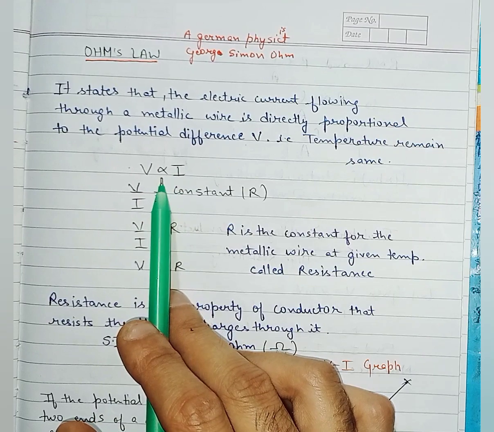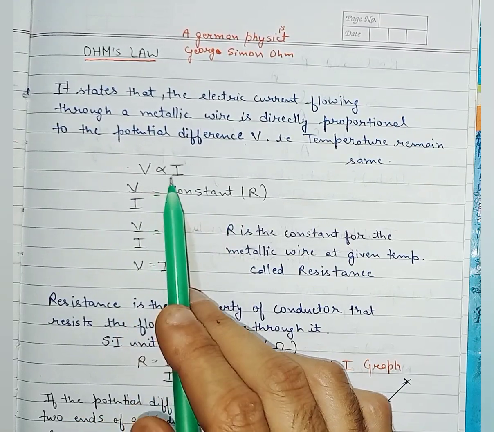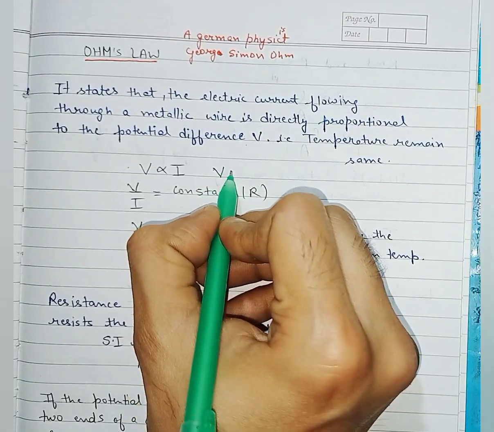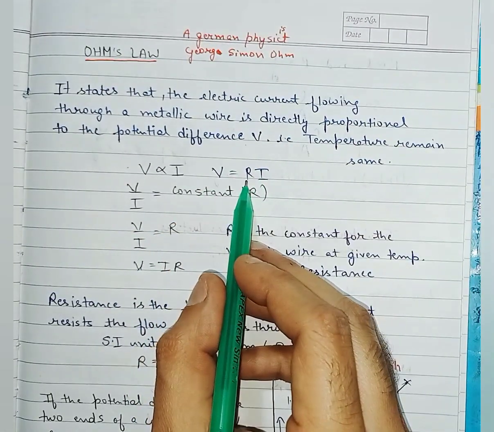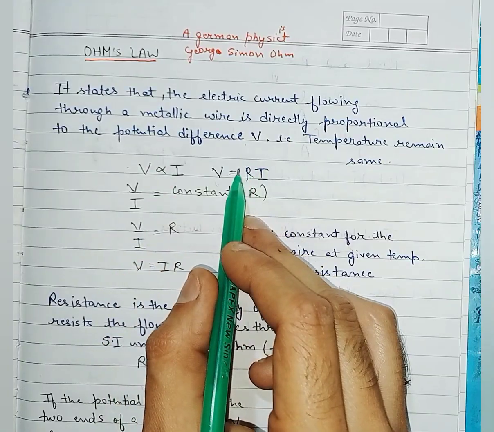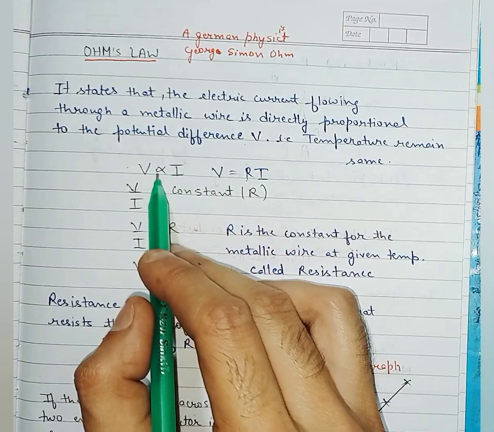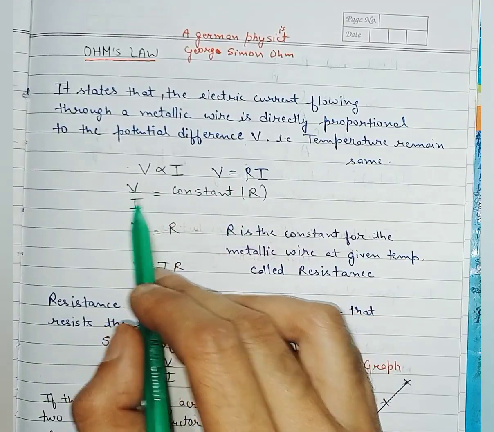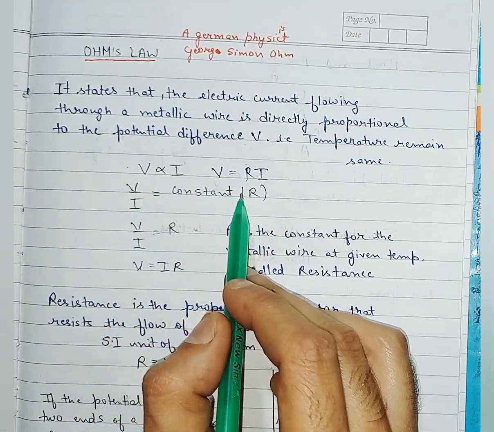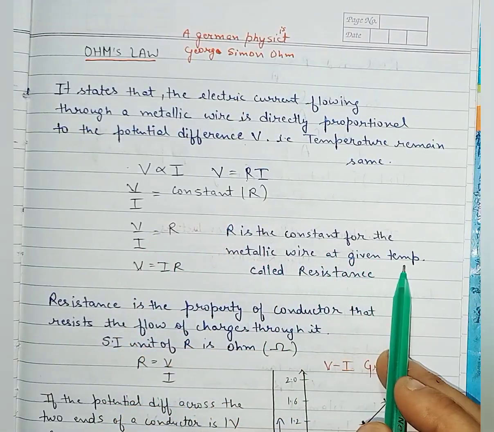To remove the proportional sign, we have to use some constant. So we say that V is equal to RI. The proportional sign is removed, and R is the constant we have used. Now V by I is equal to R. So R is the constant for a metallic wire at a given temperature.